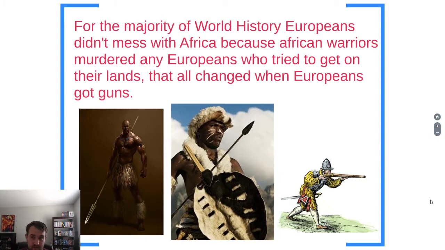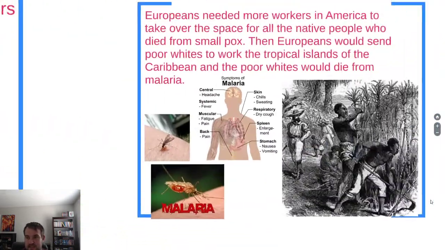For the majority of world history, Europeans didn't really mess with Africa. Africa has some really awesome tribal warrior guys. They're experts at spears and one on one, man on man combat, and Europeans were just getting murdered. But once Europeans had guns, they had a whole lot more of an advantage when it came to combat and direct conflict. So the development of guns is really going to change the relationship that Europeans and Africans are going to have with each other, starting in the 1500s all the way more or less to the modern day. So, yep, it's all about the guns.